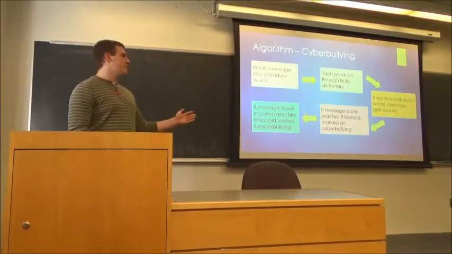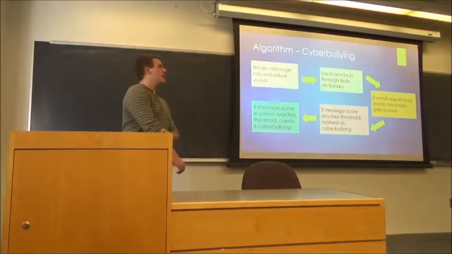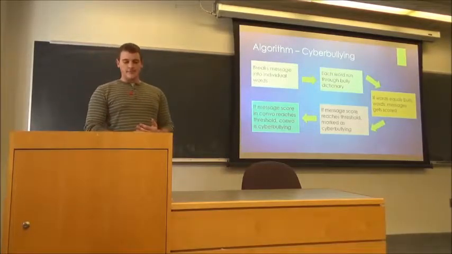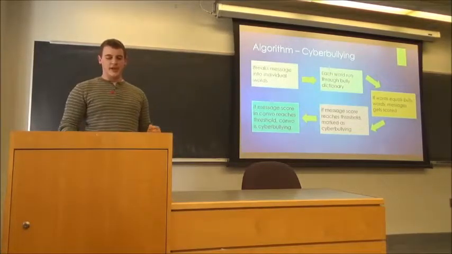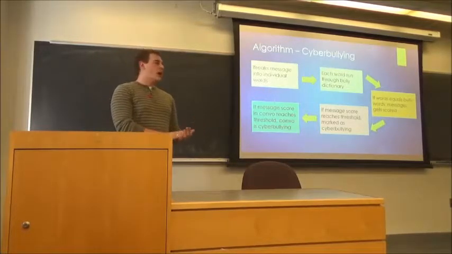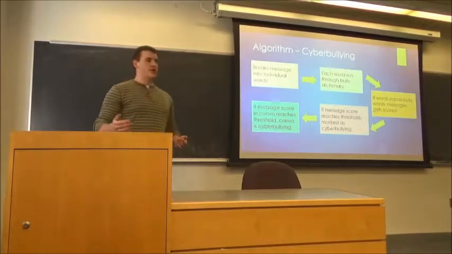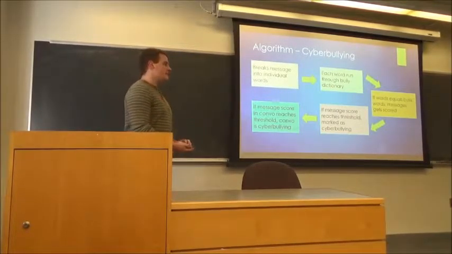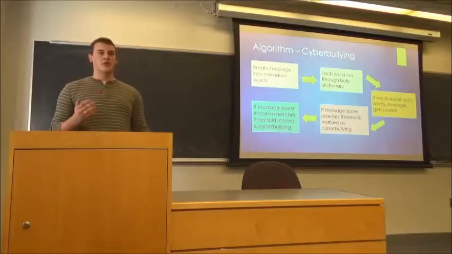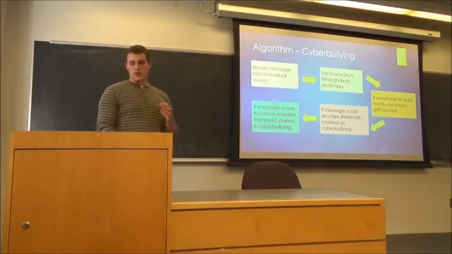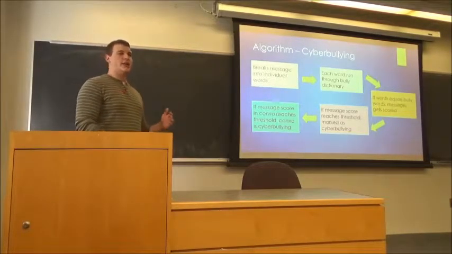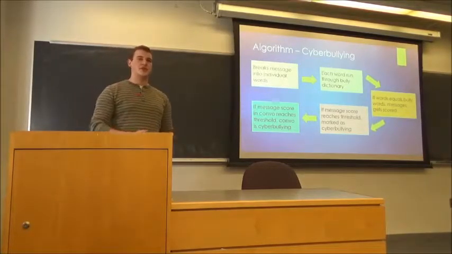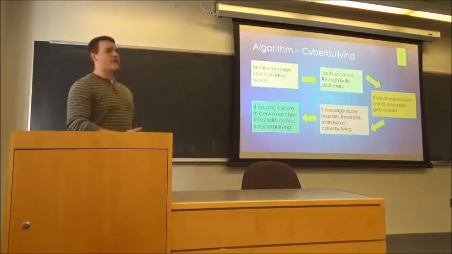So this is my algorithm for actually detecting cyberbullying. First was to break the message into each individual word and store those. Then I had a dictionary of bully words, and I would run each word through that dictionary, and if it matched, the message would gain a point. Once it went through the whole message, the message would have a total score, and if that reached a certain threshold, then it would be labeled as cyberbullying. For a conversation, each message's score would be totaled together, and that would create the conversation threshold.